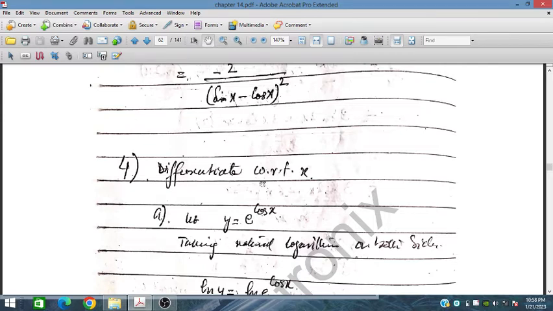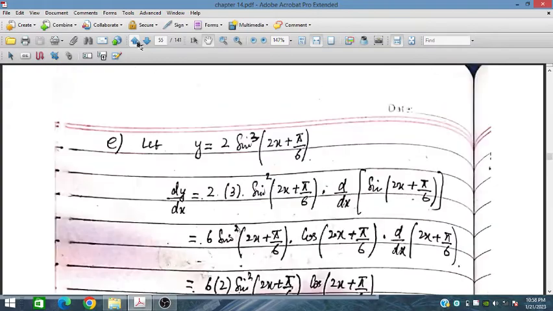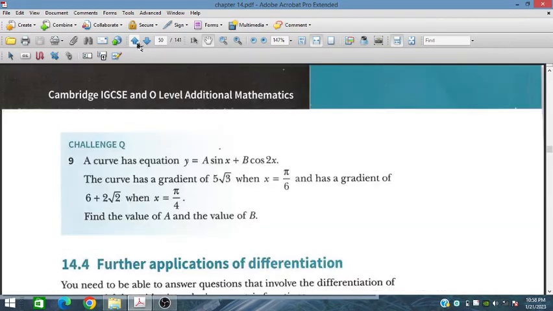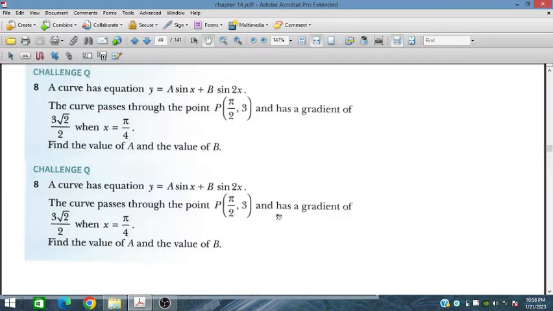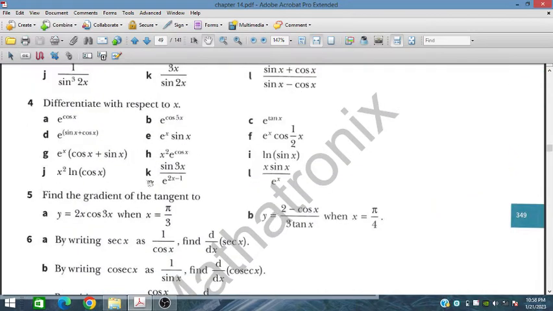In this session we will discuss the remaining part of exercise 14.3, and here we have the fourth question. So let's go for 4.3. We will differentiate with respect to x.